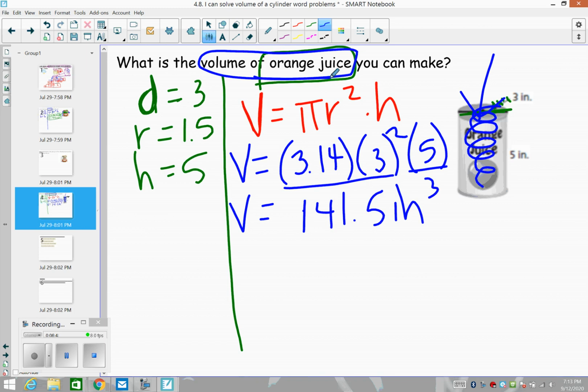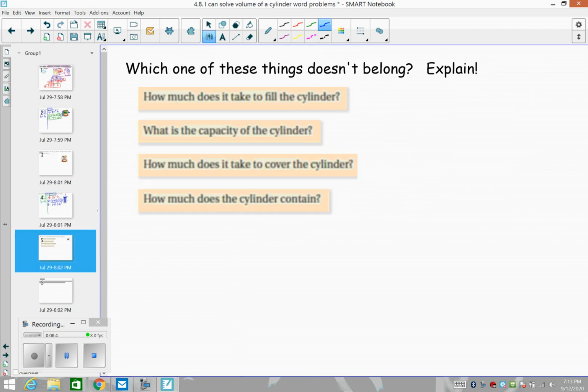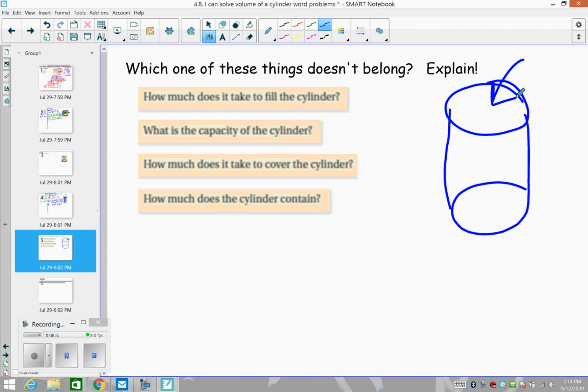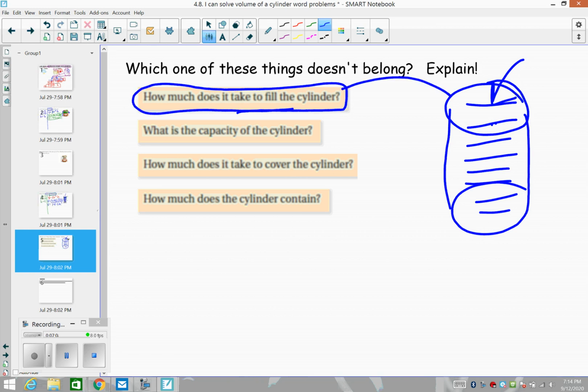All right. So let's talk about a couple of these type of questions, just problem solving, thinking about it questions. Which of the following things does not belong? So we're talking about a cylinder, and we're talking about volume. Which of these is not true? This would say, how much does it take to fill the cylinder? Does that have to do with volume? Yes. That one's good.